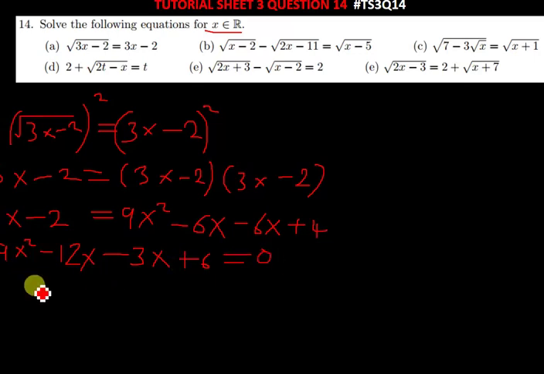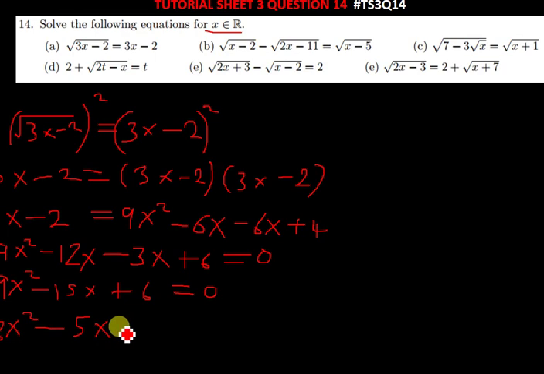So what you're going to do now, this will give you negative 15x, and then plus 6. So this can be reduced. When you divide everything by 3, you're going to have 3x squared minus 5x minus 2, which is equal to 0.